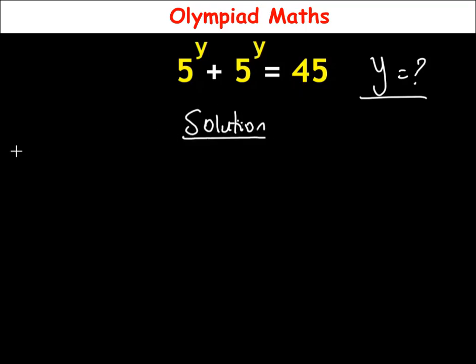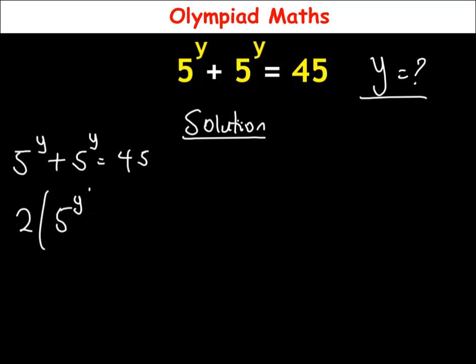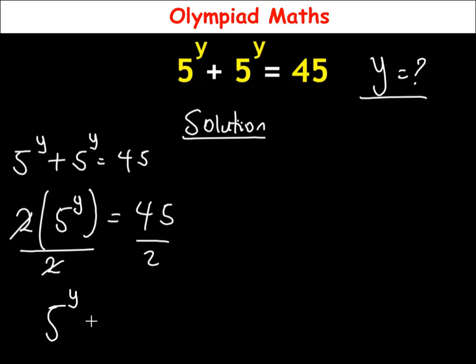Right, the equation is 5 raised to power y plus 5 raised to power y is equal to 45. Now 5 raised to power y plus 5 raised to power y is 2 times 5 raised to power y, and this equals 45. At this junction, divide both sides by 2, so over 2, such that 2 divide 2, we have 5 raised to power y is equal to 45 over 2.